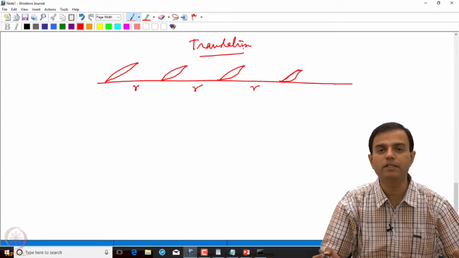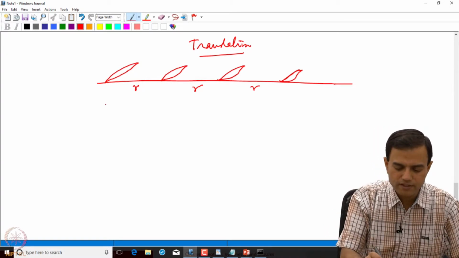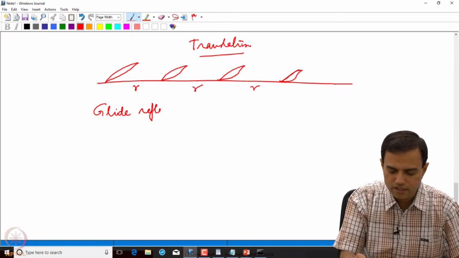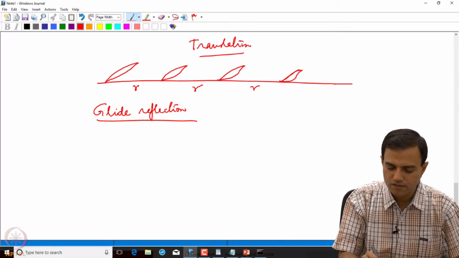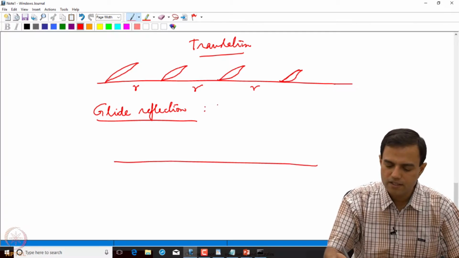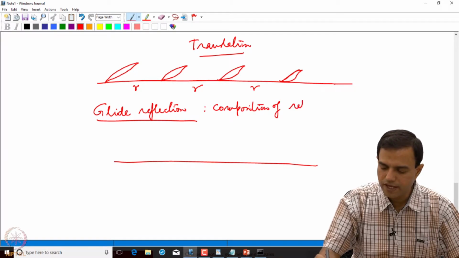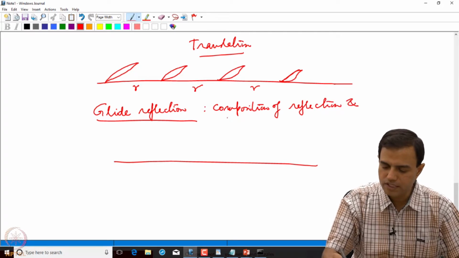So there are infinitely many translations, and then there is a quite interesting one which is called glide reflection. What is that? It is a composition of reflection and translation.